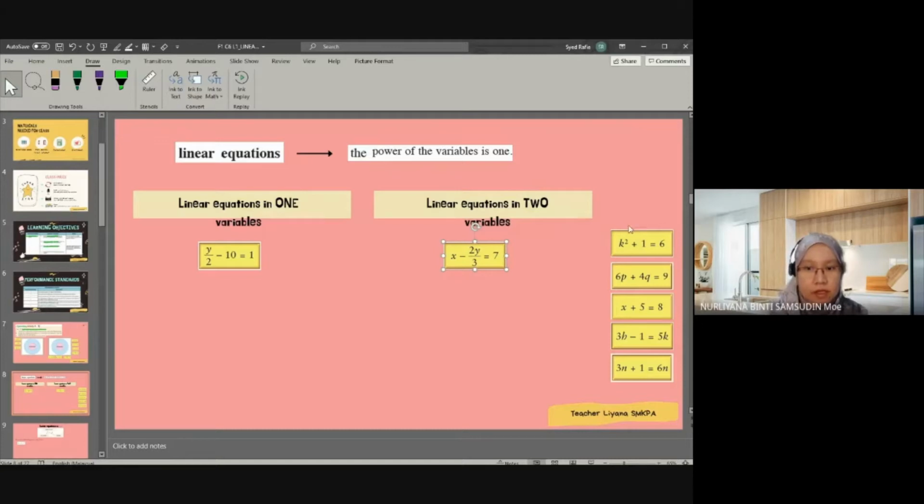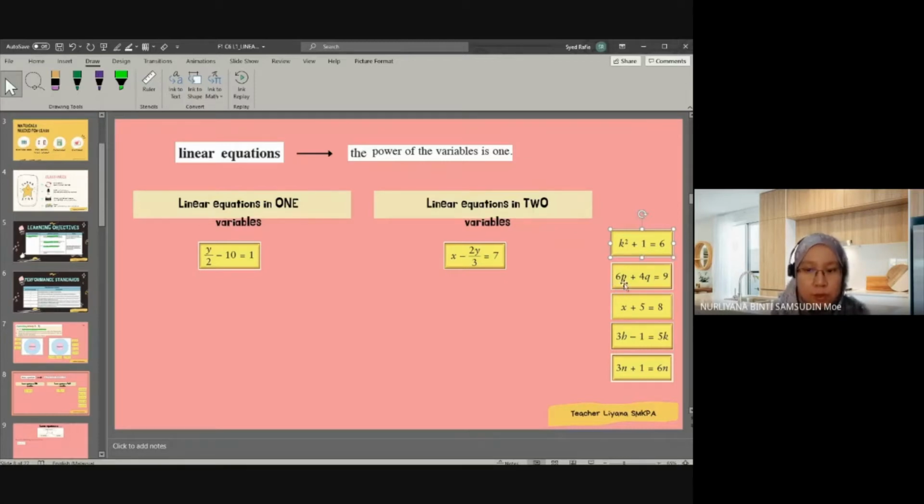The third example here, k square plus 1 equals 6. There is only one variable here. However, the power of the variable is 2. So this is not a linear equation, so we don't use this.